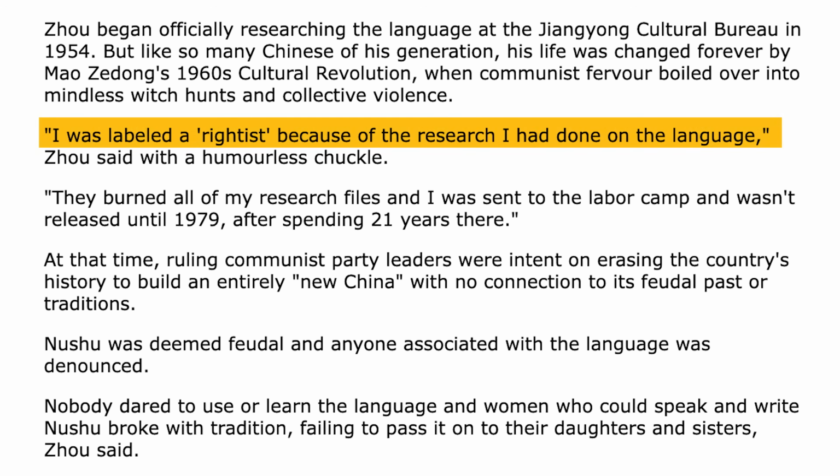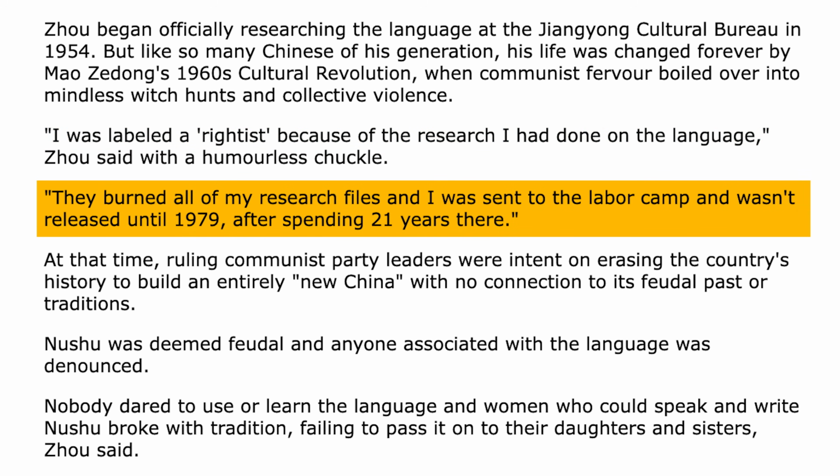In his interview in China Daily, Zhou describes what happened to him when the communist regime caught wind of his research. "I was labeled a rightist because of the research that I had done on the language. They burned all of my research files and I was sent to a labor camp and wasn't released until 1979 after spending 21 years there." It's quite incredible that China Daily actually published that, probably only in English, not in Mandarin.